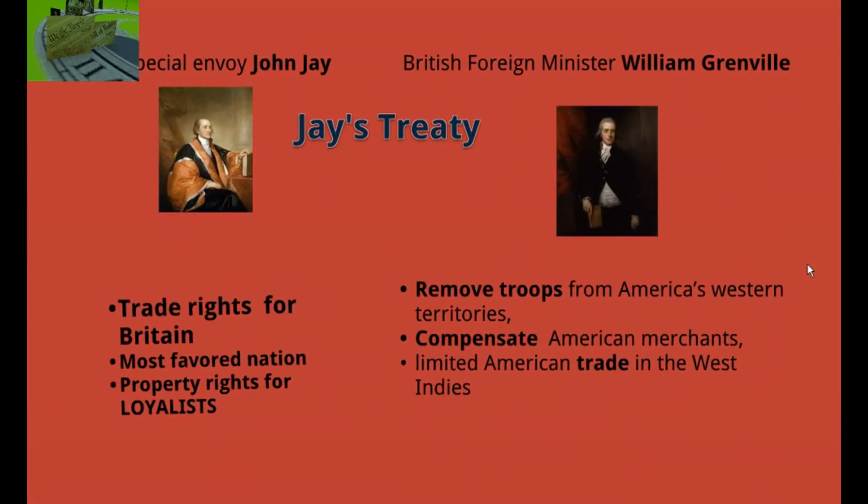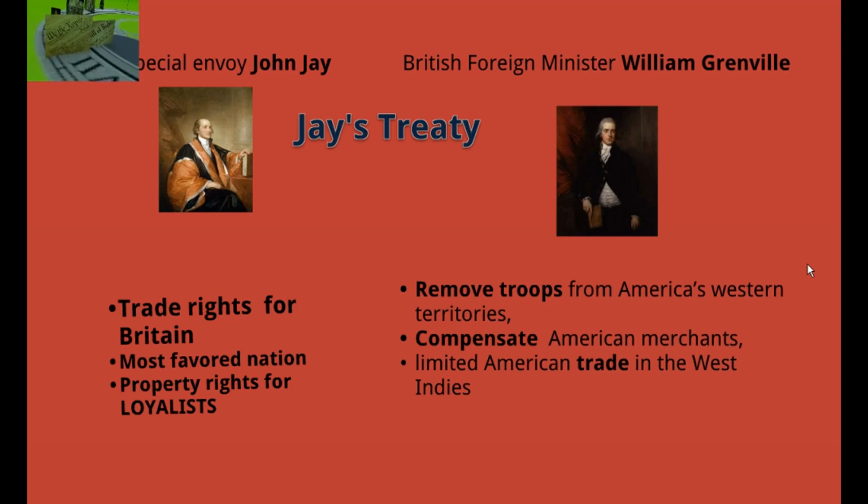We have, diplomatically speaking, Jay's Treaty in the year 1794. This is a very important development in this period, both from the external and the internal perspective. So Jay's Treaty is a treaty between the United States and the British government. John Jay, Special Envoy, Chief Justice, is sent to Britain to negotiate with Foreign Minister William Grenville.